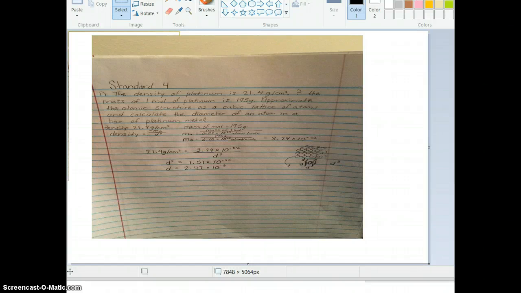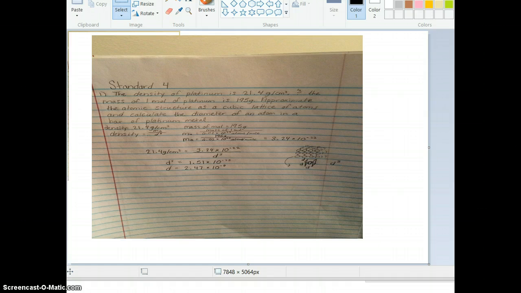This is my reassessment for Standard 4. In Part 1, I will be calculating the diameter of an atom in a bar of platinum metal. We start with the density, which is 21.4 grams per cubic centimeter.